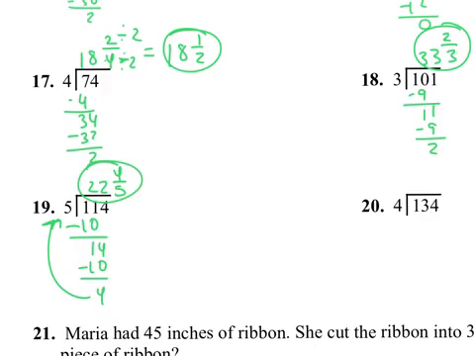On number 20, you have 134 divided by 4. How many times will 4 go into 1? 4 won't go into 1. How many times will 4 go into 13? 4 will go into 13 3 times. 3 times 4 is 12. Subtract those. I get 1.